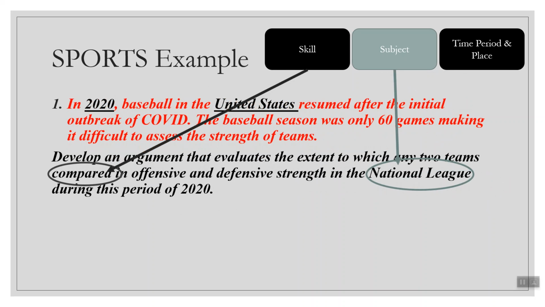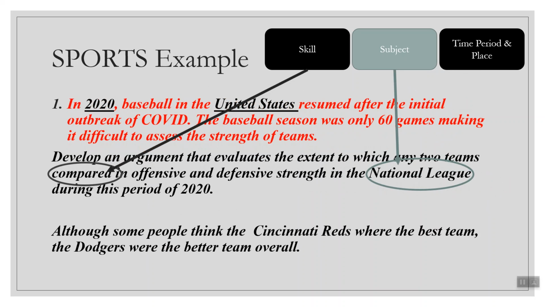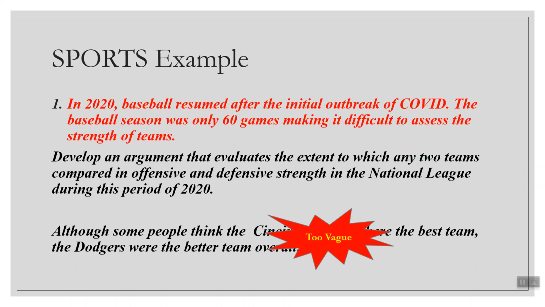All right. So here it is. Although some people think that the Cincinnati Reds were the best team, the Dodgers were the best team overall. Is that a good thesis? No, that's a non-example. Why is this thesis wrong? Well, first of all, it's vague. It's just saying that they were the best team. It's not telling me why they were the best team. And telling me about the Dodgers being better overall, but why? Again, this is too vague, right? Too vague.